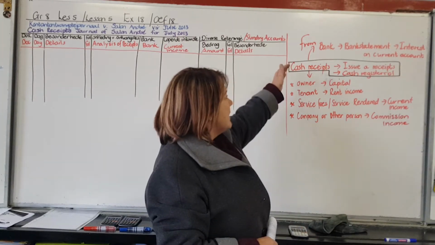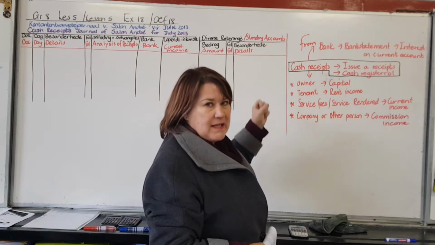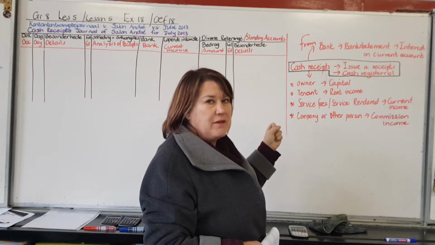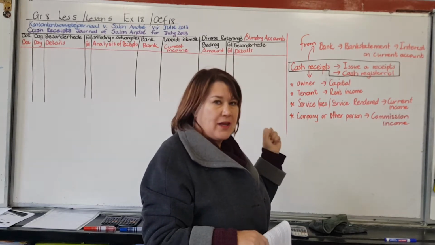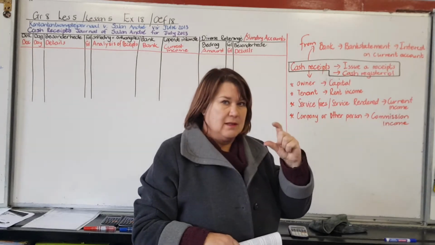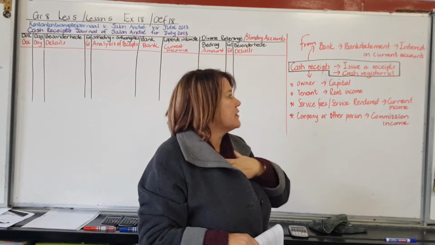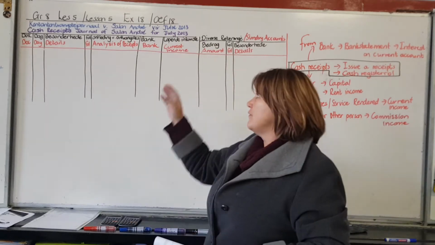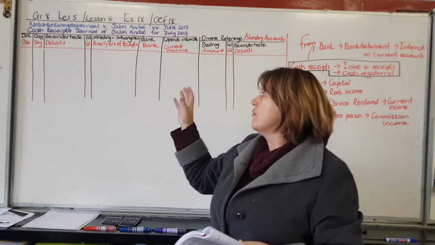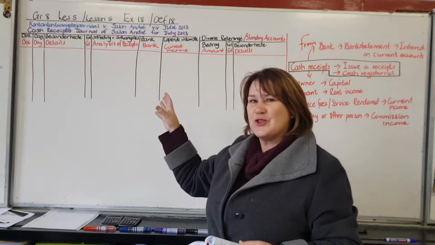So if you receive money, cash received, then you have to give them a receipt or a cash register slip. You will have the cash register roll, and then you have to complete your cash register receipt journal.